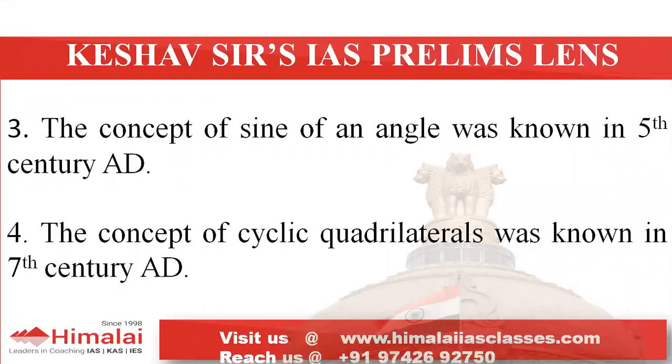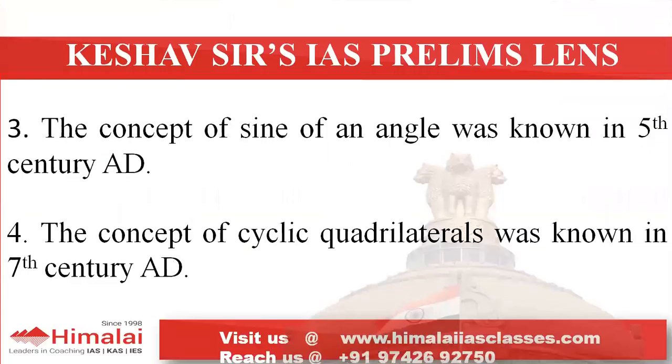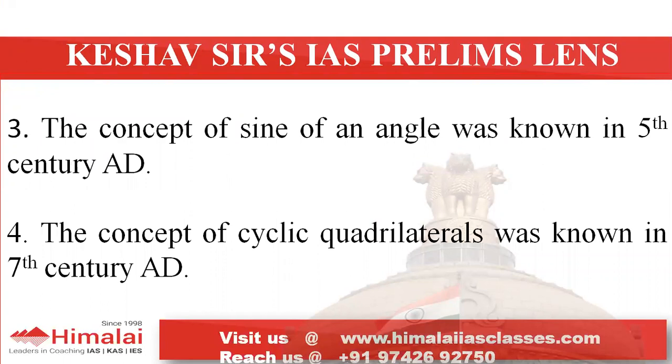Statement 4. The concept of cyclic quadrilaterals was known in 7th century AD. These are the options. Going by the statements and going by the historical developments, the names of Aryabhata, Bodhayan, Brahmagupta, mathematicians and astrologers like them, it is quite evident that statement 1, statement 3, and statement 4 are correct and also possible.